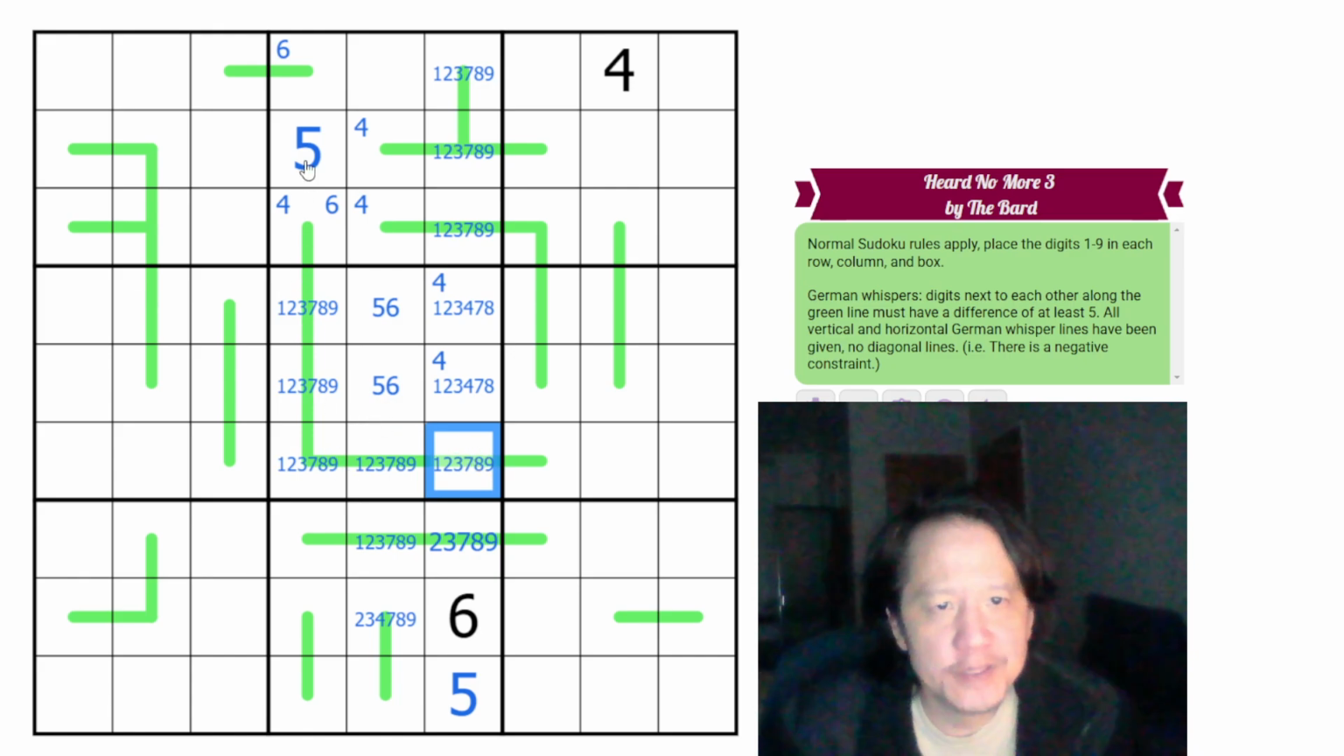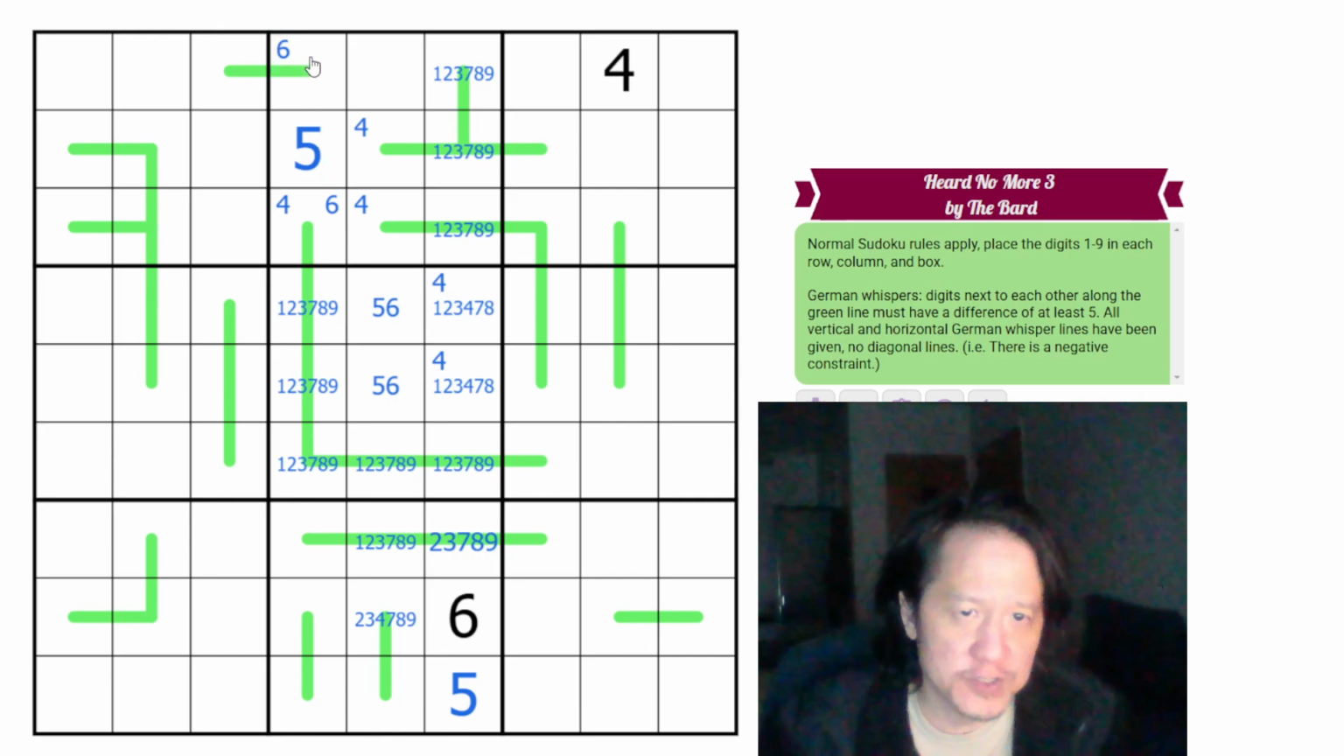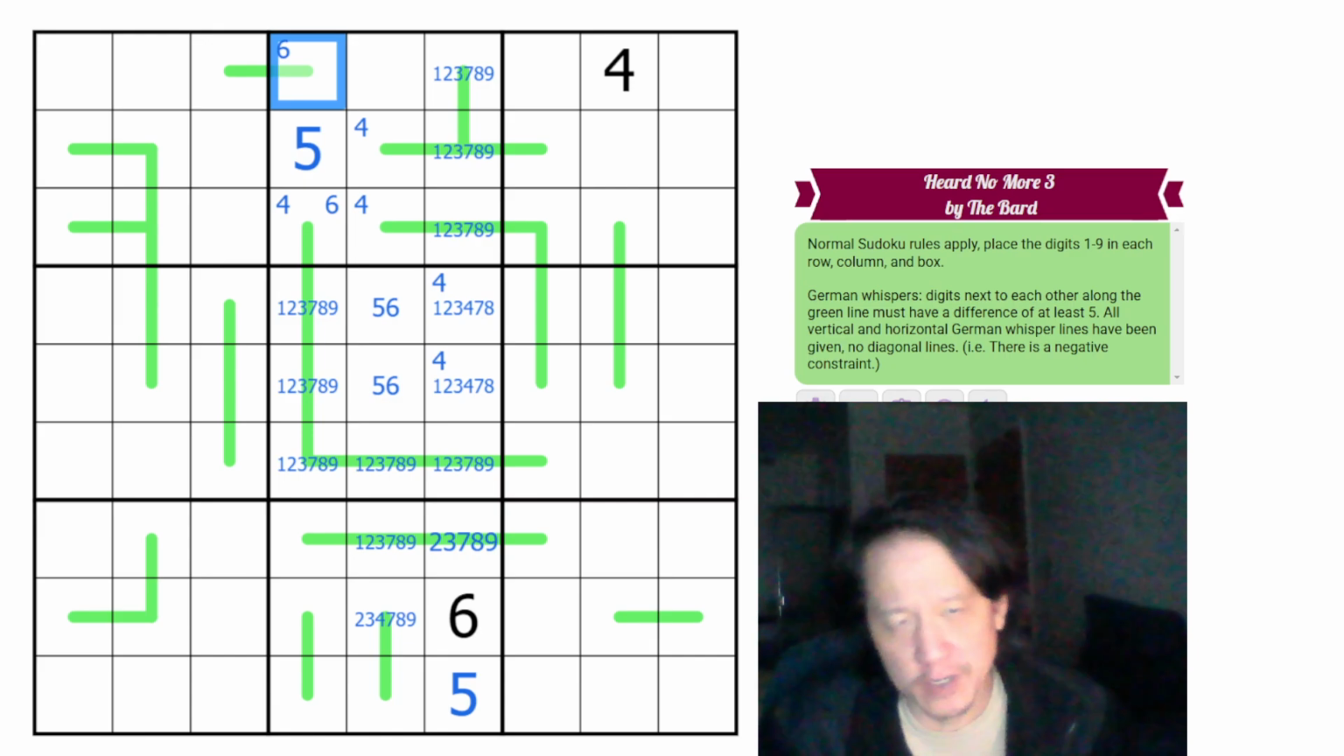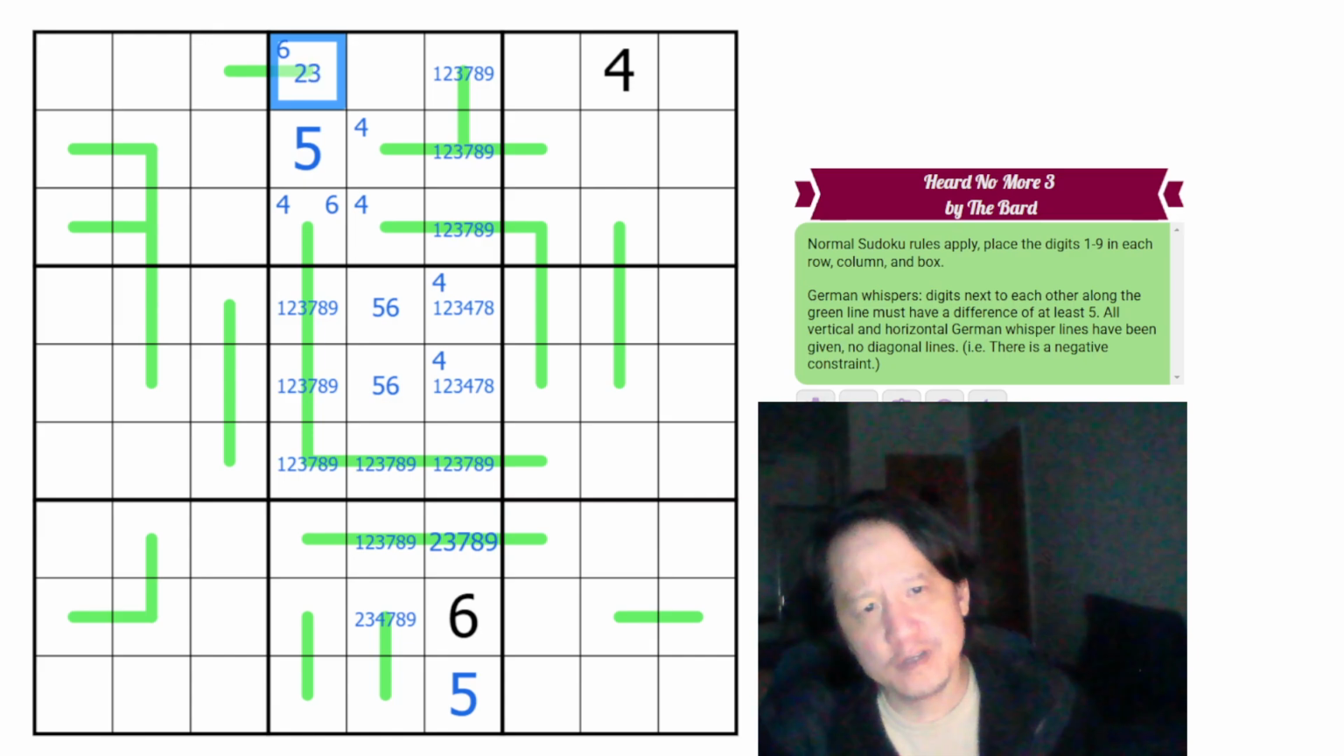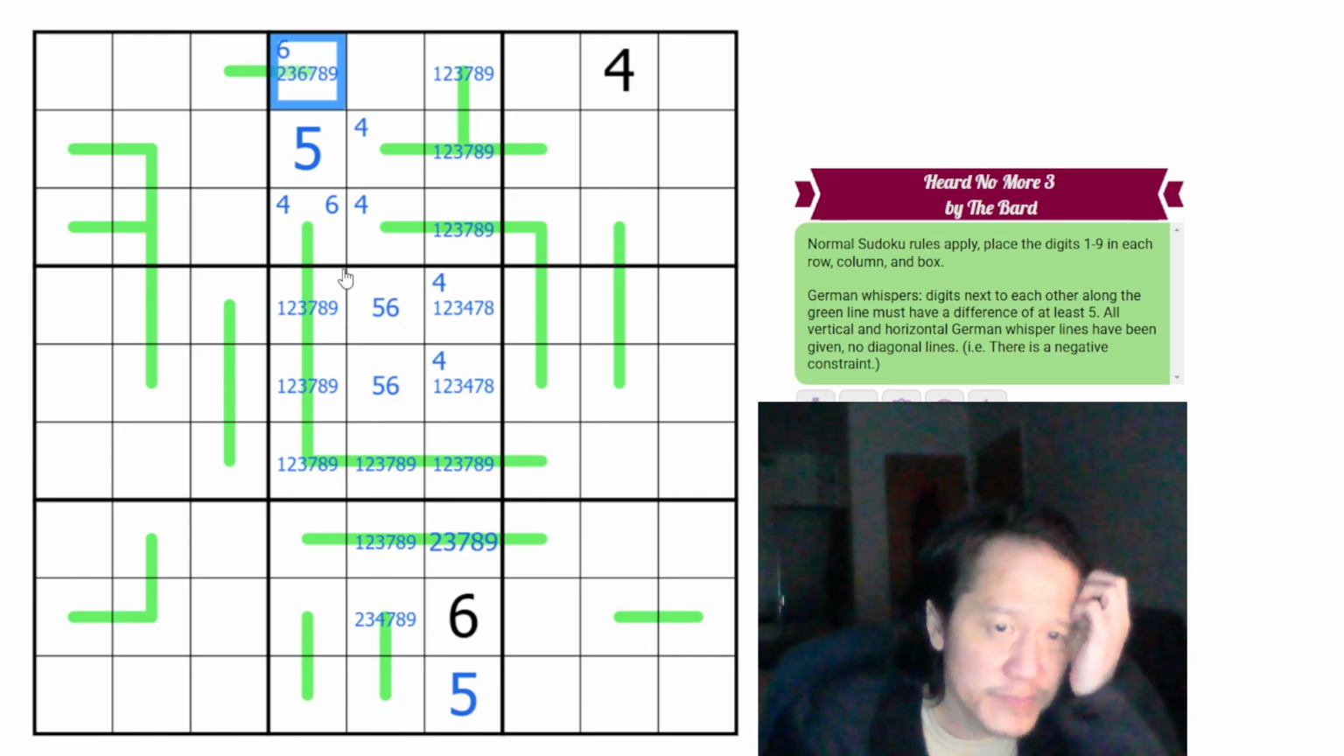This can never be 1, because if this is 1, this would have to be 6, and that would be 1. So this can never be 1. It could be 2, 3, cannot be 4, it could be 6, 7, 8, 9.